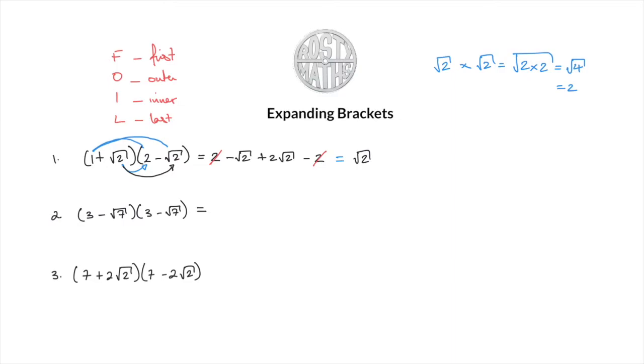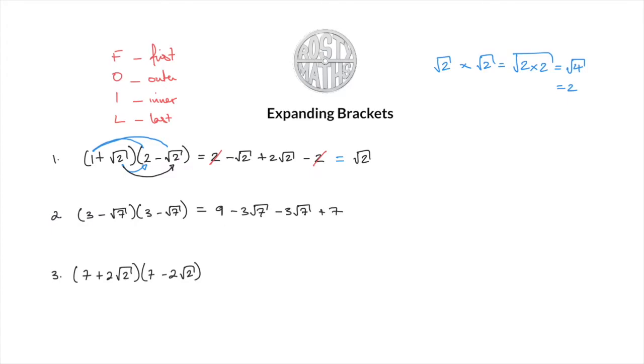Now, in the next question, I'm going to use my FOIL again, but I wouldn't scaffold it as much as I did here, because you know what's going on. Let's just get to the point, all right? So first times first, 3 times 3, that gives me 9. Then I will do the outer. 3 times root 7 is going to be minus 3 root 7. Now we do the inner. 3 times root 7 again, that's minus 3 root 7. And then we do the last. Root 7 times root 7 is just going to be a plus 7.